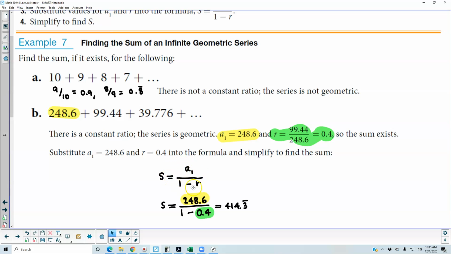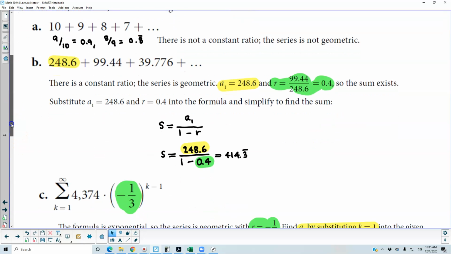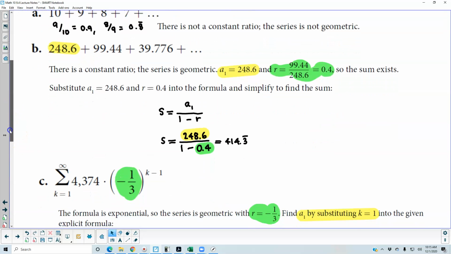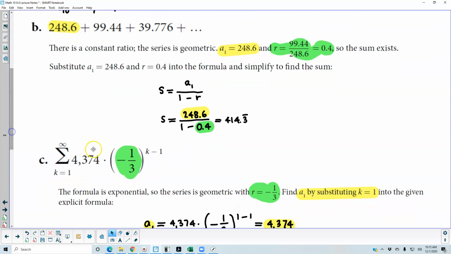So here's our formula. And we have the first term, which is 248.6, divided by 1 minus 0.4, which equals 414.3, with the 3 repeating. Let's take a look at C. Well, in C, we can see that it is a geometric series because we have an exponential function. So the value of r is -1/3. Since the formula is exponential, the series is geometric with r equal to -1/3.